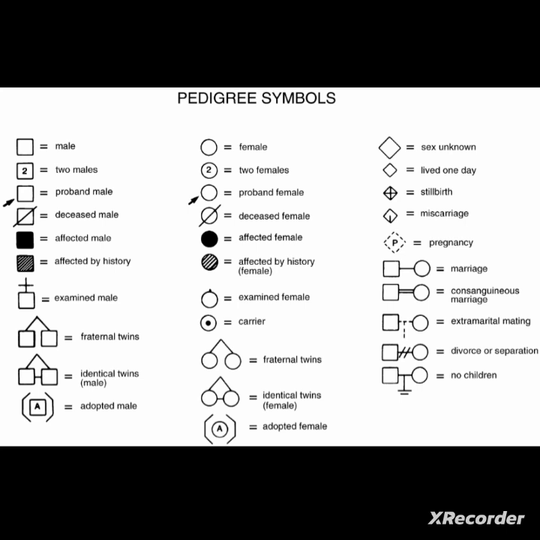In case of adopted individuals, it is denoted by placing brackets around the symbols, using dashed lines to indicate adopted into the family and solid lines for adopted out.